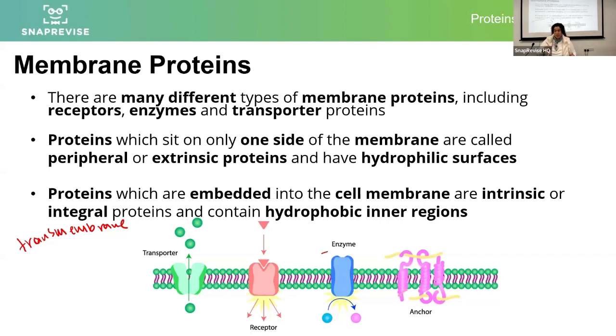And they will have both hydrophilic and hydrophobic regions. So obviously the hydrophobic regions are going to be those amino acids here that are in direct contact with what? With the hydrophobic core, the phospholipid tails, which are hydrophobic. So in order for that protein to actually be able to be embedded in the membrane, they will have to have some hydrophobic amino acids right there. They will also have to have some hydrophilic amino acids, so the ones that are actually pointing outwards to the extracellular fluid or the cytoplasm.